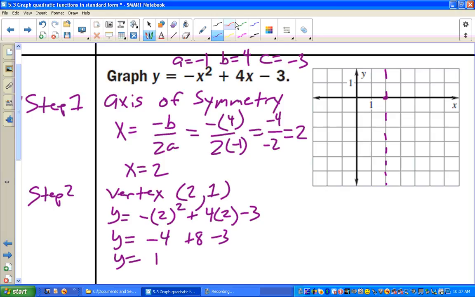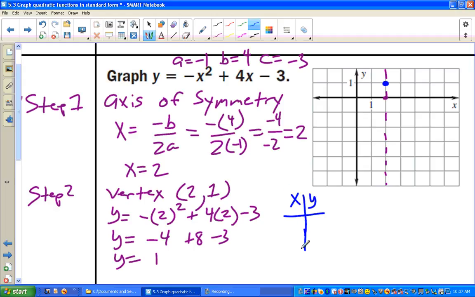So I'm going to go to my graph and I'm going to plot the vertex. The point 2, 1 is right here. Now I know this parabola opens down because a is negative, so that it's going to go somehow like this. So this is the top, it's a maximum. And now I need to get my other points. Now to get your other points, you can make a table. We'll pick some x values, we'll calculate the y just like we did with our vertex, plot those points, and then we're pretty much done.